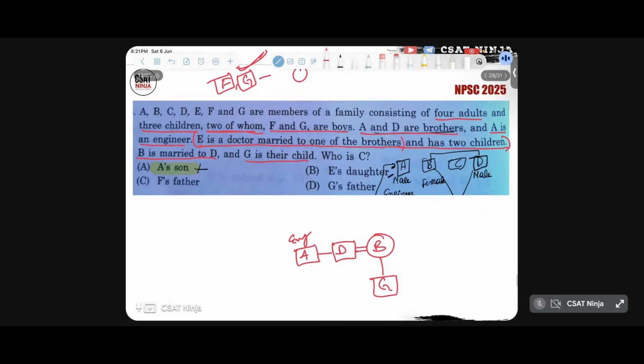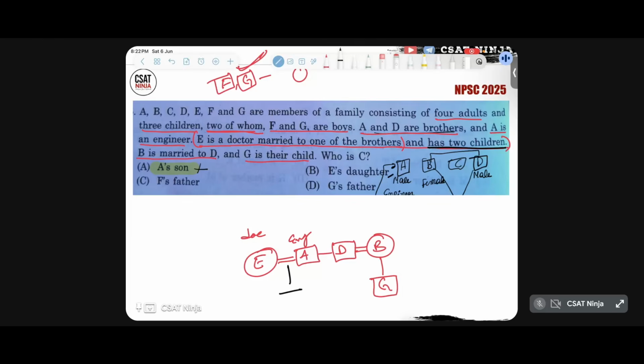Now, I'm pretty sure that A is married to E. E is a doctor. That means DOC. And E is married to one of the brothers. If D is married to B, which means that we are left with A, which means A will be married to E there. A is married to E. And what does it say? It says that it has 2 children. That means I'm going to write 2 siblings there.